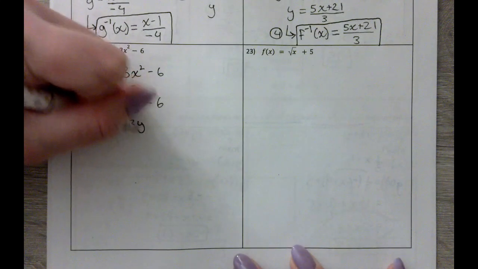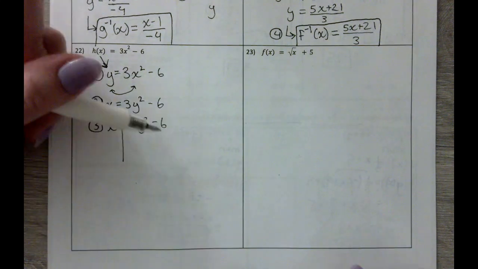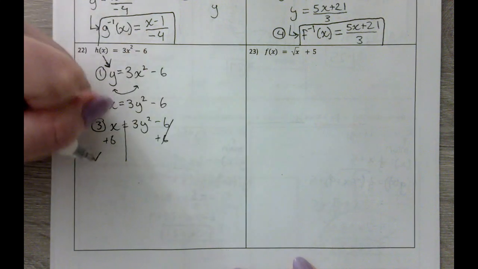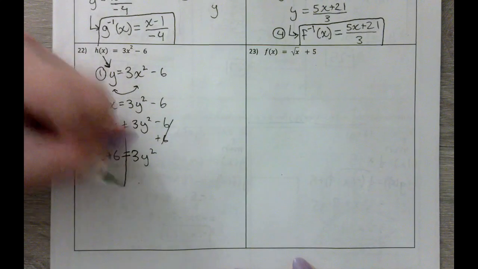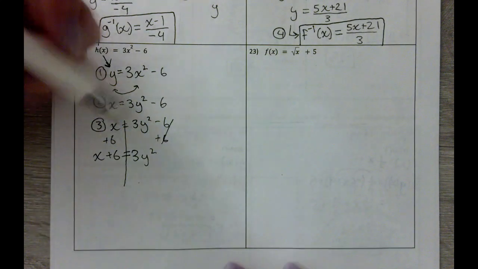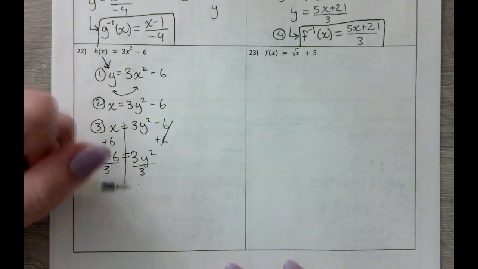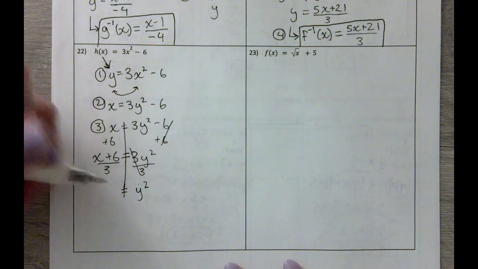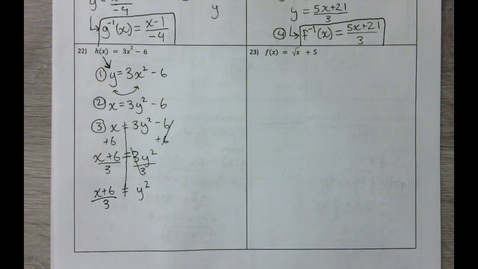First step, I'm going to move the -6 by adding it to both sides. X plus 6 equals 3y squared. Next, I will divide off that 3. 3's cancel. I'm left with y squared. Bring down x plus 6 over 3. We are almost done.